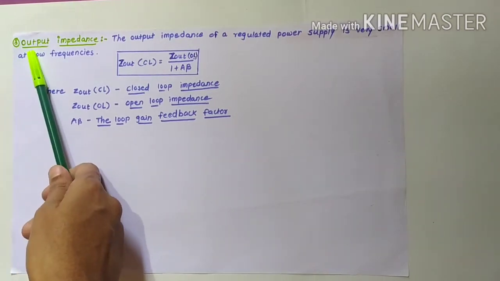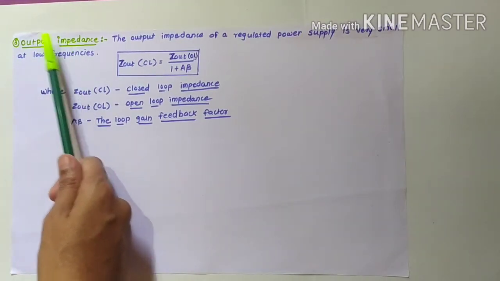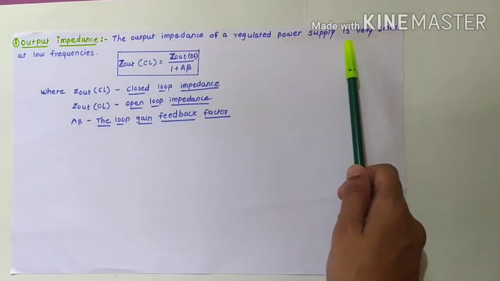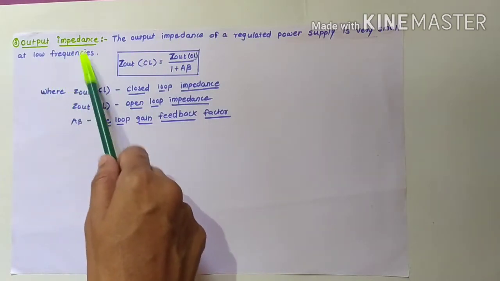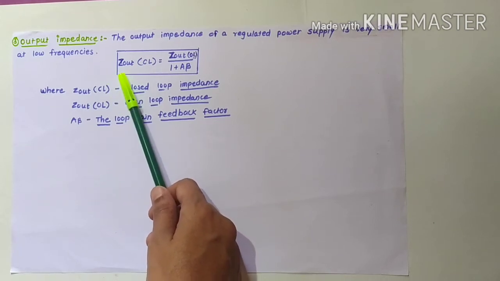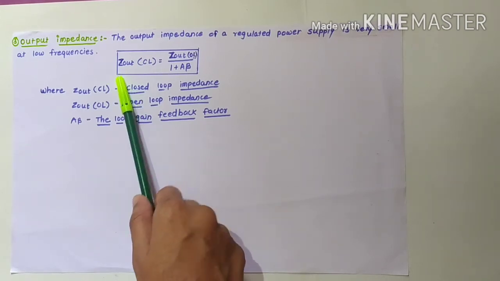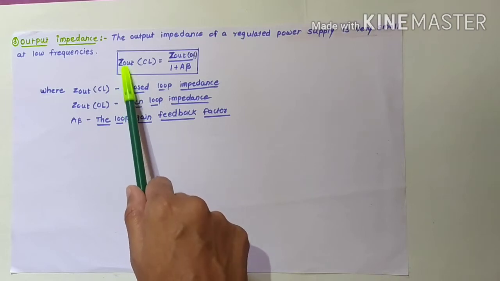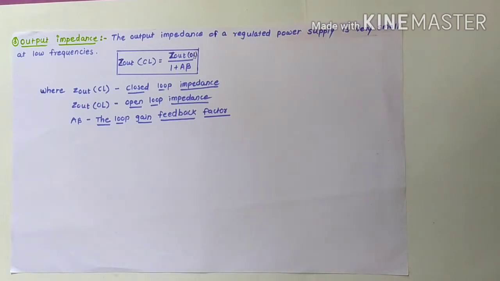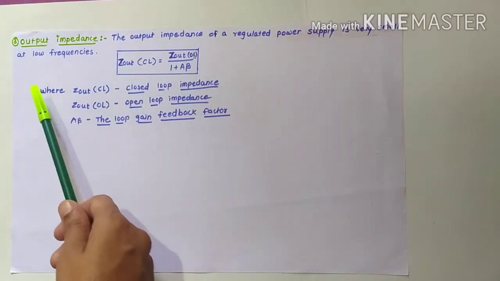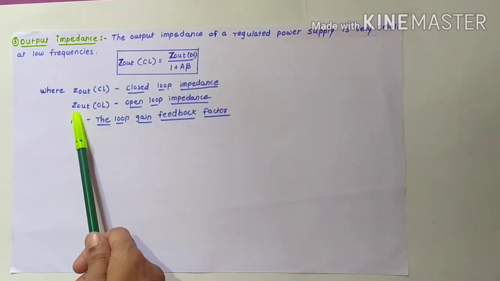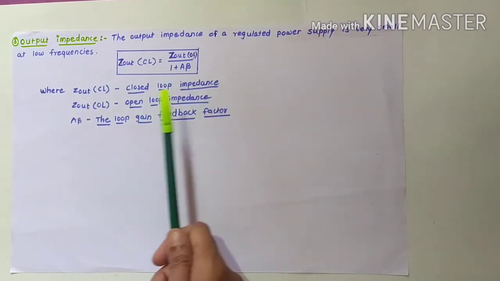Okay students, this is the third characteristic of power supply, output impedance. The output impedance of a regulated power supply is very small at low frequencies and it is given by Z out. Why the letter Z? Because impedance is always denoted by this letter. Z out CL is equal to Z out OL upon 1 plus A beta. Now here are different terms. Z out CL represents closed loop impedance, while Z out OL represents open loop impedance.